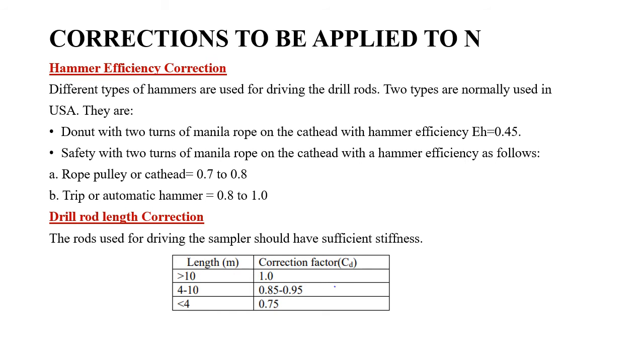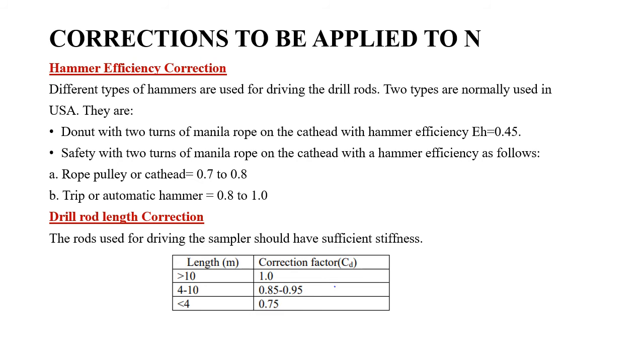Now the next type of correction is drill rod length correction. The drill rod length can be increased depending upon the depth up to which you have to go. Whatever drill rods you use for driving the sampler should have sufficient stiffness. So depending upon the length, the correction factor would vary.